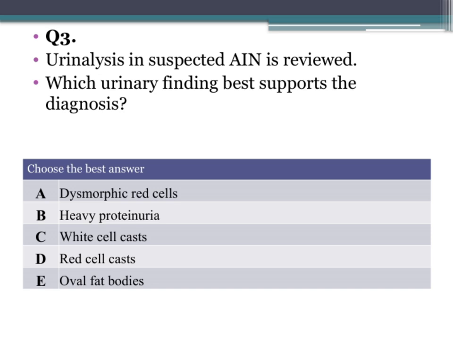White cell casts are a key clue. They indicate inflammation within the renal tubules, which is very consistent with AIN. Red cell casts are usually seen in glomerulonephritis, which involves glomerular injury, so that's less typical for AIN. Oval fat bodies are more common in nephrotic syndromes, where there's significant lipoduria. Therefore, the urinary finding that most strongly supports AIN is the presence of white cell casts, as they reflect the interstitial inflammation and infiltration characteristic of this condition.